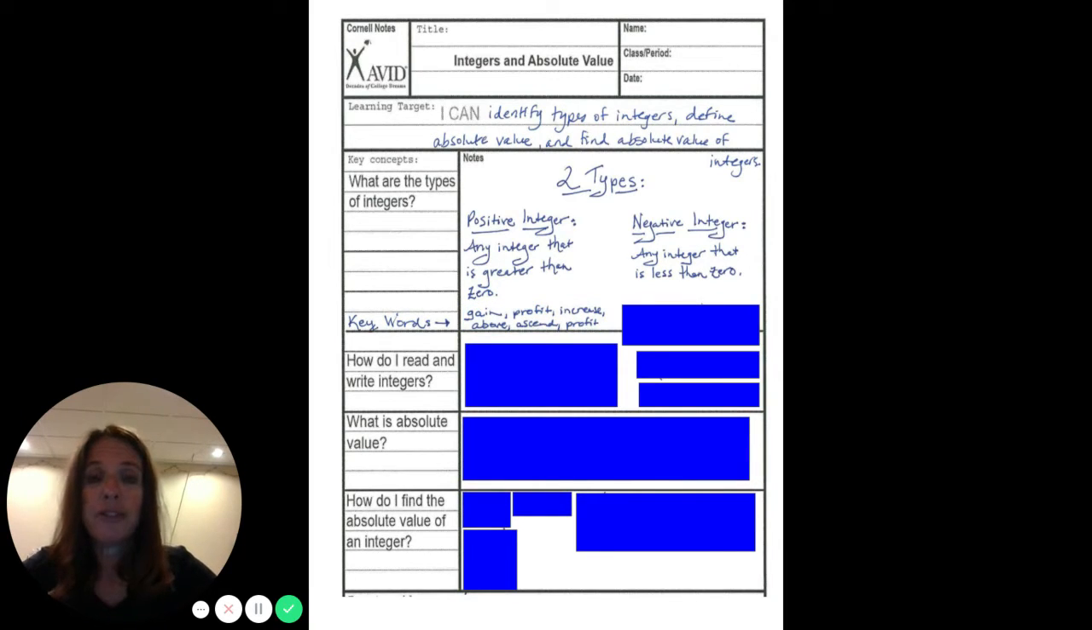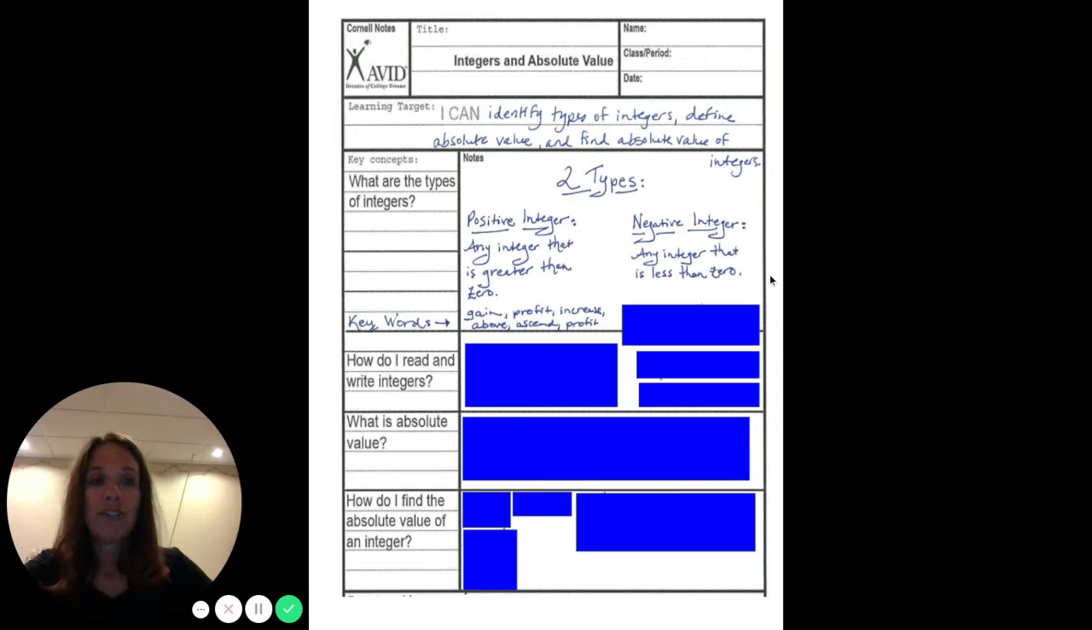For positive integers, gain is positive. A profit is positive. Increase is positive. Above is positive. Ascend, which means to go up, is positive. Oh, it looks like I have profit twice.